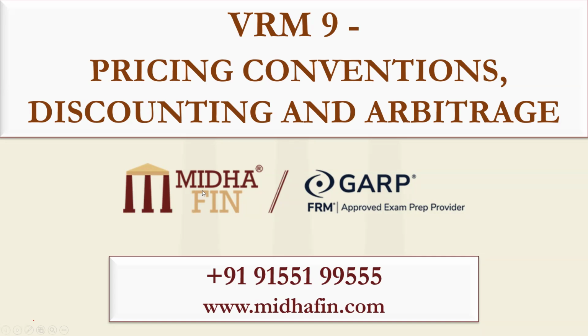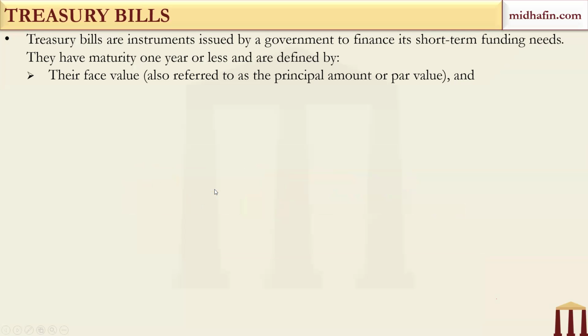So let's start. The first thing that we're going to understand is treasury bills. We all know treasury bills are instruments issued by government that have maturities less than 1 year. They are meant for short-term funding needs. And they are defined by the face value. The first thing is the face value, that is the face amount, the final amount that you will receive at maturity, and the maturity date, like in how many days these bills will be maturing.